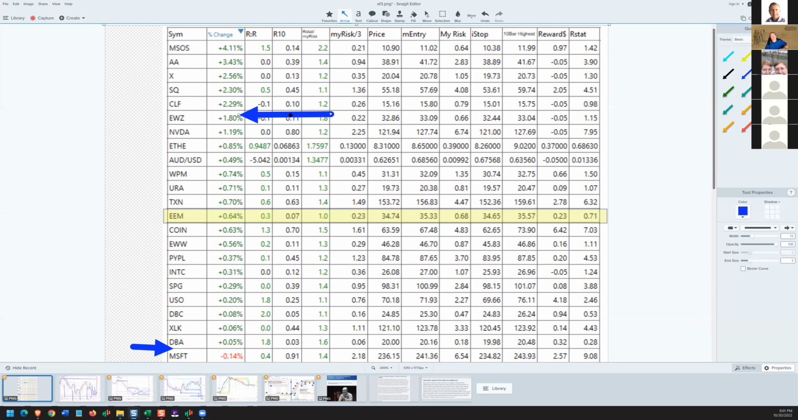Now, there's Nvidia, the chip maker, 1.19. Texas Instruments, 0.7. And Intel at 0.31. So all of those, all the metals, all the semis, much stronger than the market, and that's where those big moves come from. Brazil was very strong. Again, that's the only global index that's really bucking the trend. Brazil and Latin America, which it is a 40% component of, by the way. Ethereum and the Aussie up 0.85 and 0.5.